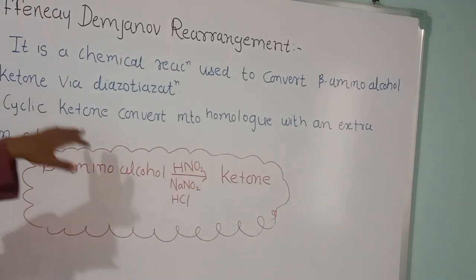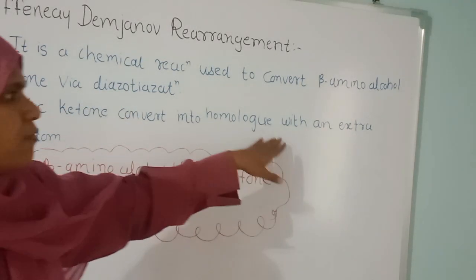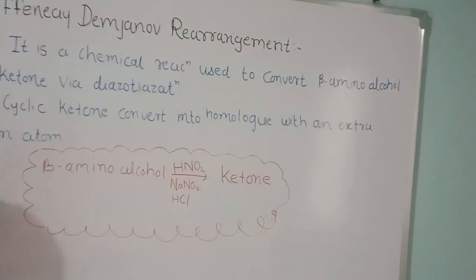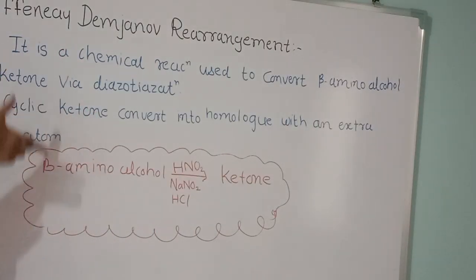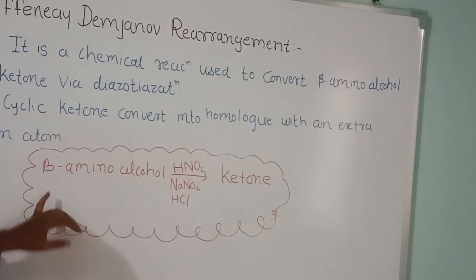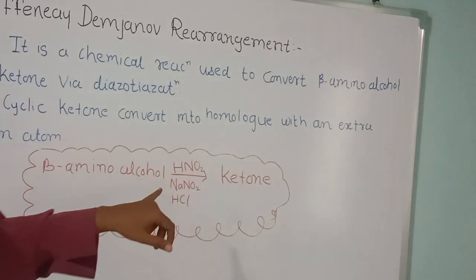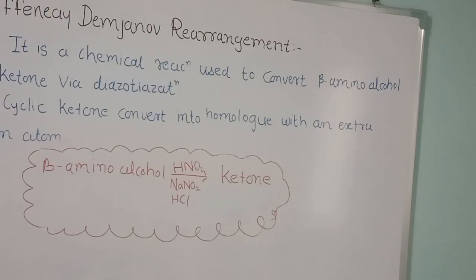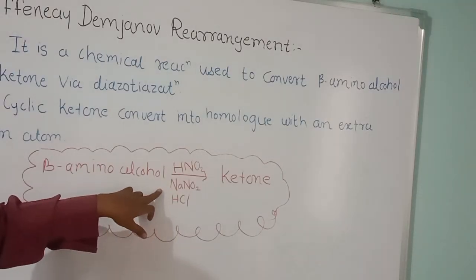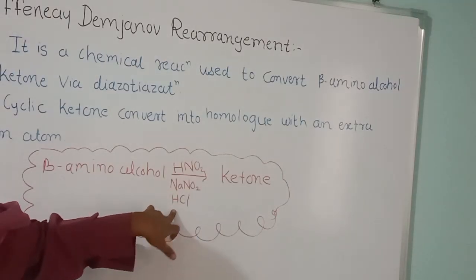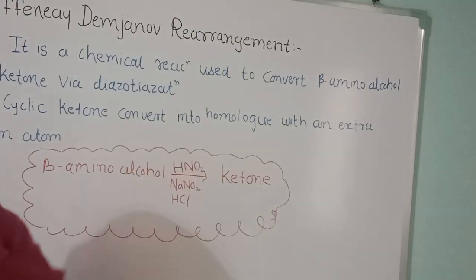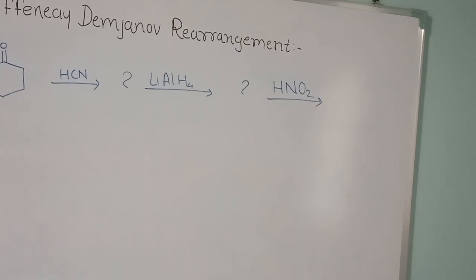When your cyclic ketone is converted into a homolog with an extra carbon atom. Here, in short trick or short formula, beta amino alcohol, when treated with nitrous acid, sodium nitrite and HCl, or acidic condition, gives ketone. Let's see the reaction. This type of question is asked in examination.